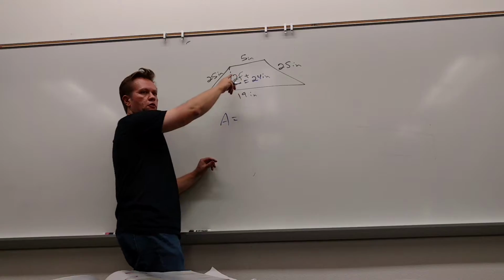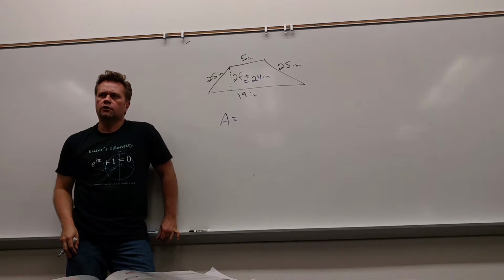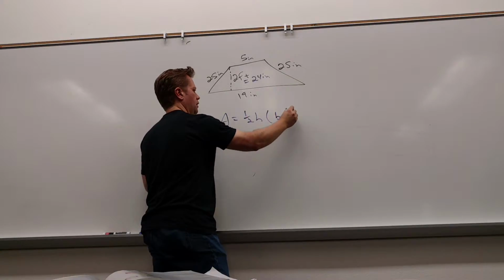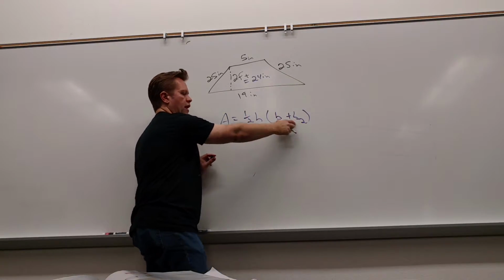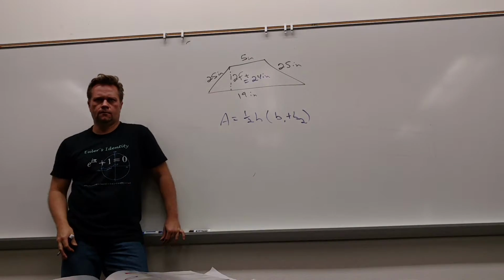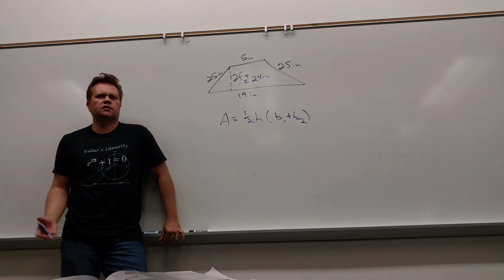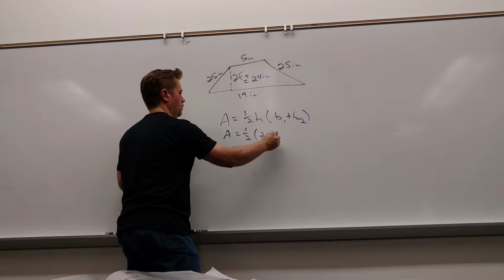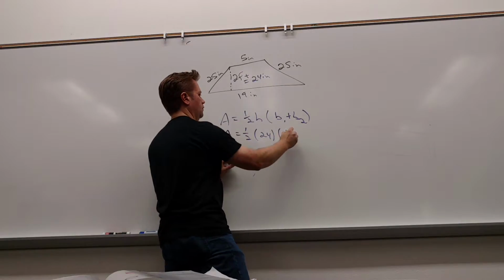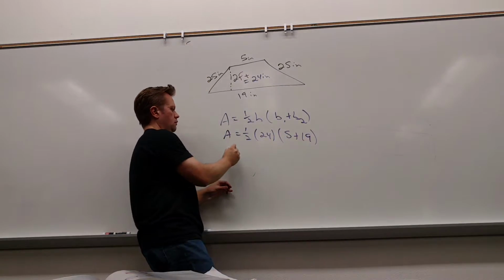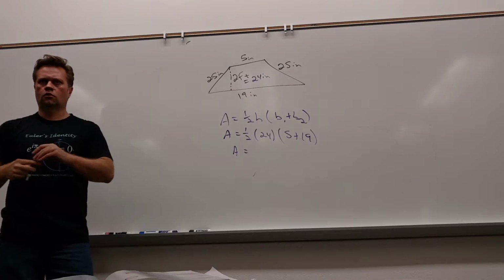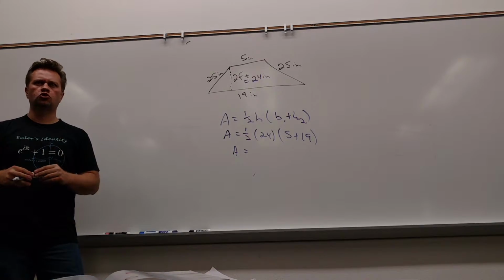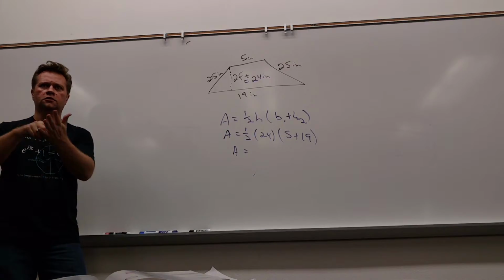What's the area of this going to be? What's the area formula for a trapezoid? One half h times b1 plus b2. So it's just like a triangle, except you have both bases in there because there are two bases. Now you just plug and check. What's the height? 24. And the bases? 5 and 19. 288.